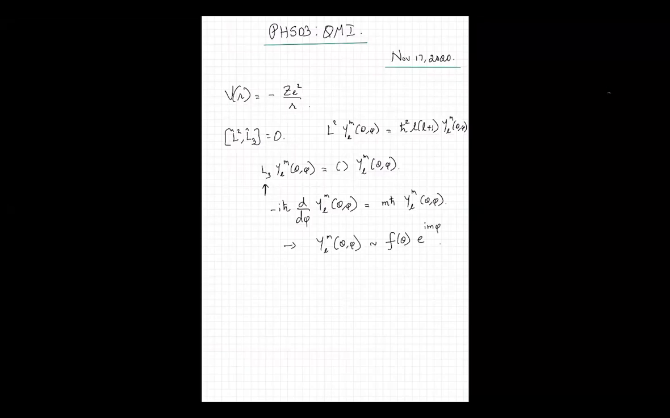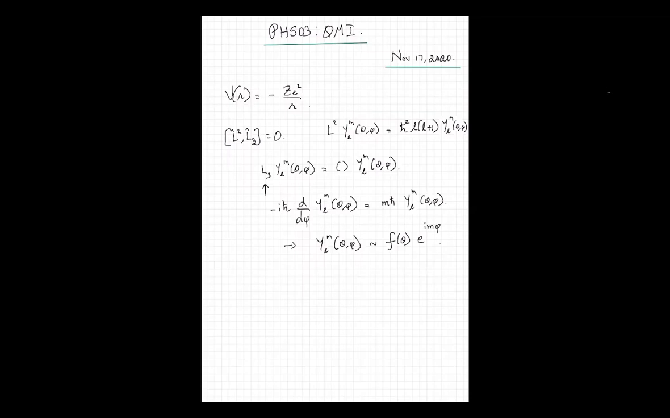Then we argue that if you do a complete rotation, phi can go from 0 to 2 pi, but if I do a complete 2 pi rotation, I should get back the same wave function. I cannot get a different wave function, because wave functions have to be single valued. That constraint basically meant that this m that we have randomly put in here as some multiple of h bar should actually be an integer.